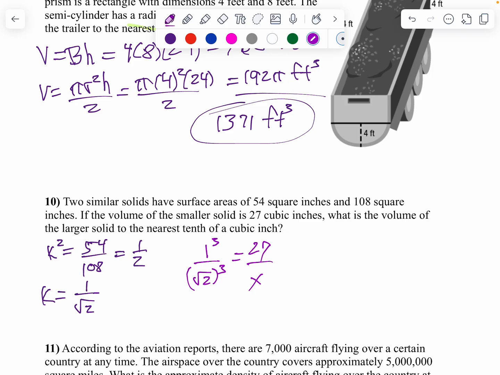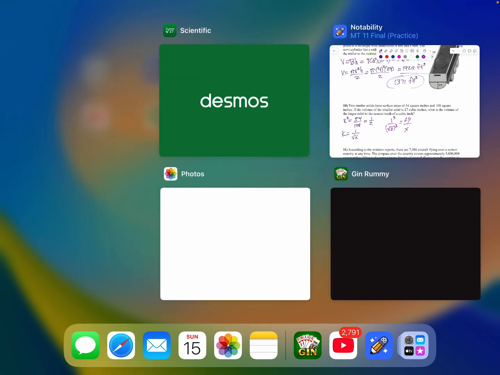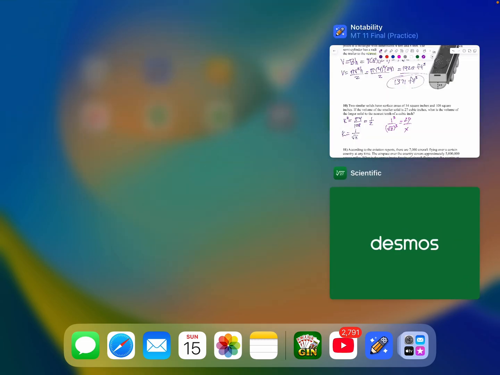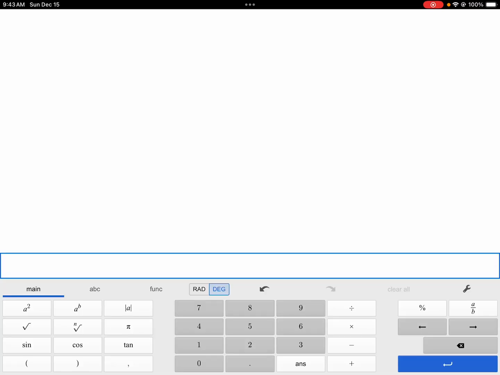Oh, I better go over how you do that in the calculator. So let me close out this other stuff on here. So I'm going to take 27 times the square root of 2, and I'll cube that. It doesn't matter if you cube the 2 first. So if I do 27 times the square root of 2 cubed, notice we get the same answer.